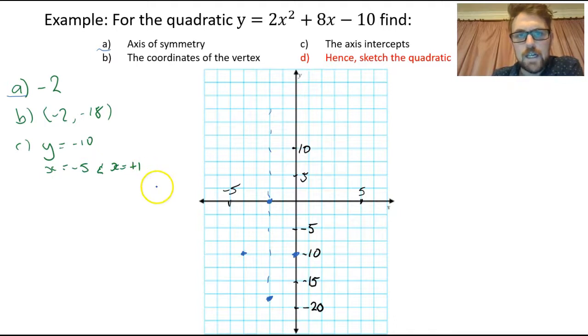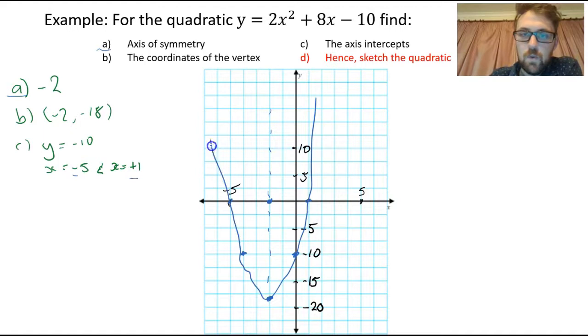And if we go and find our intercepts on the x-axis, it's minus 5 and plus 1. So plus 1, minus 5. And we can connect these points here to create our quadratic. And you can obviously do a better job of sketching that, but that's how we plot our quadratic using these 3 steps.